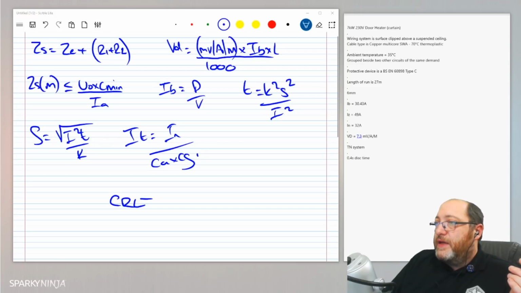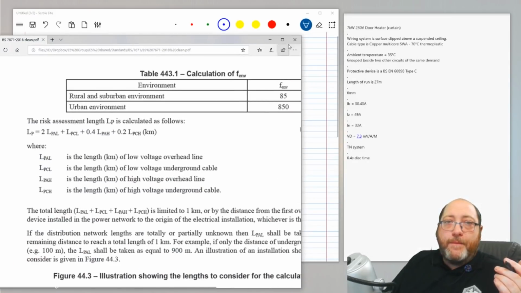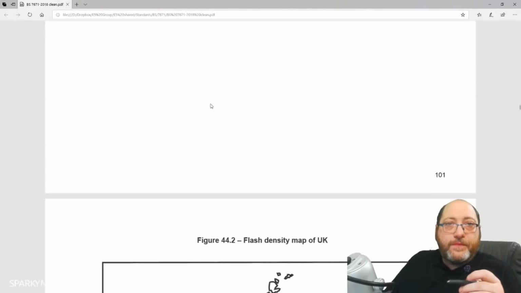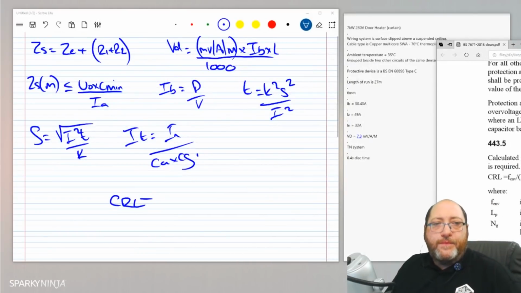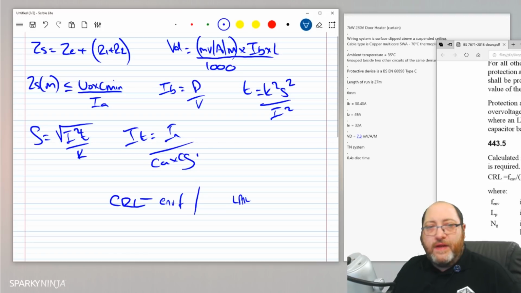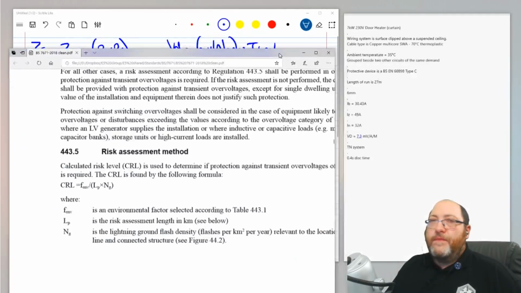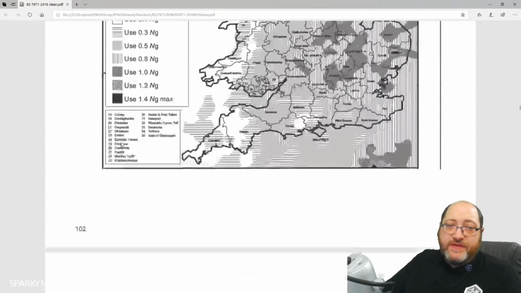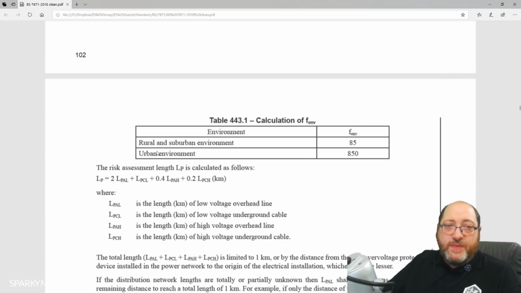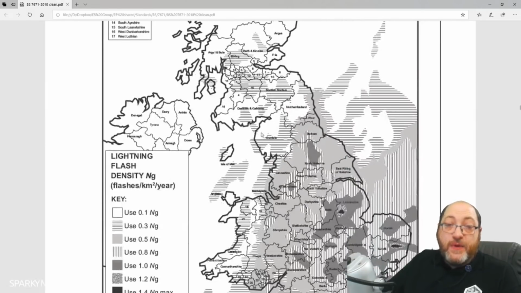But let's get to here. There we go. All right, this bit. So, the calculated risk level is environmental factor divided by the LP and the NG. Yeah, the LP and the NG. It's just those things. The environmental factor is easy. It's given to you here. All you need to know is the difference between urban and suburban. The NG is here. You need to know where you are geographically.